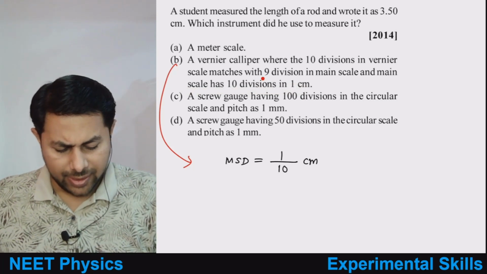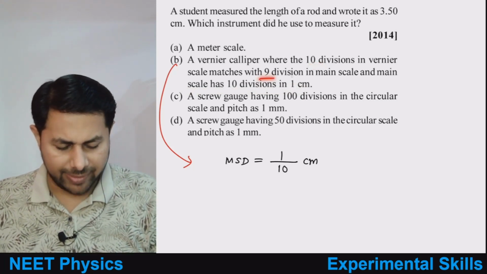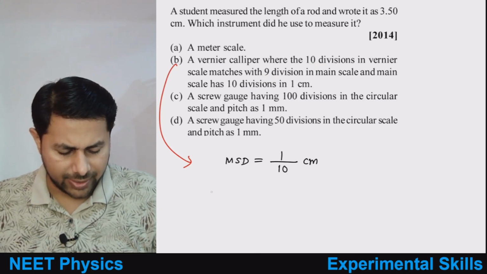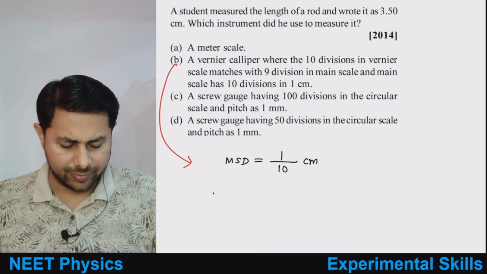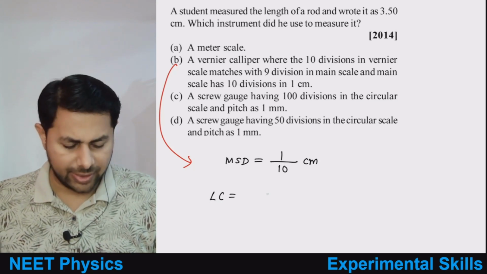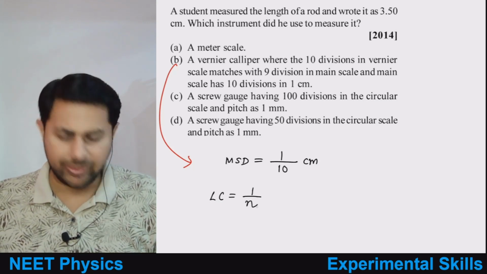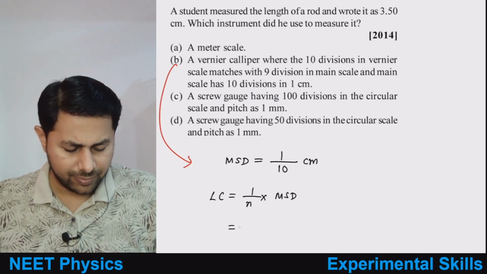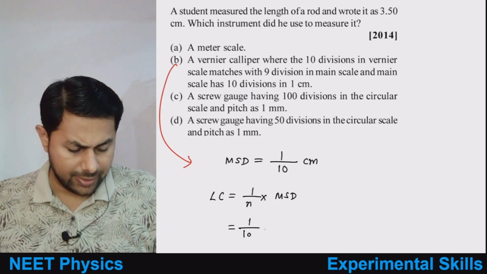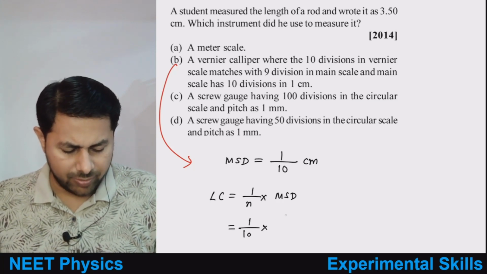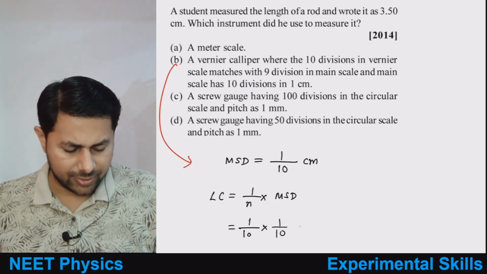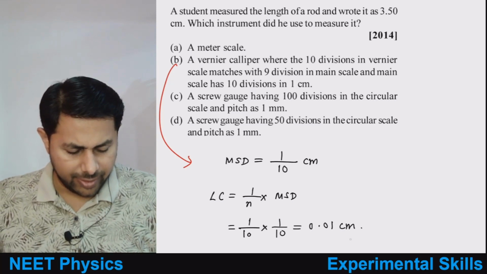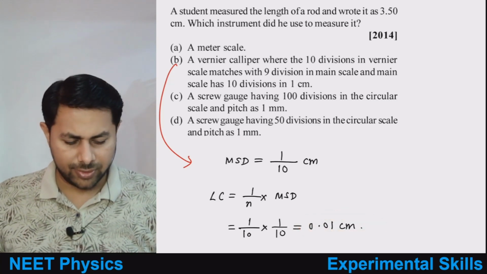And then they say that 10 divisions in the vernier scale match with 9 divisions on the main scale. So from that you can find the least count. In such a case, the least count is equal to 1 by the number of divisions on the vernier scale, multiplied by the MSD. So that's 1 by 10 times the main scale division, which is also 1 by 10. That's 1 by 100, meaning 0.01 of a centimeter. So can it be used to take this kind of reading?